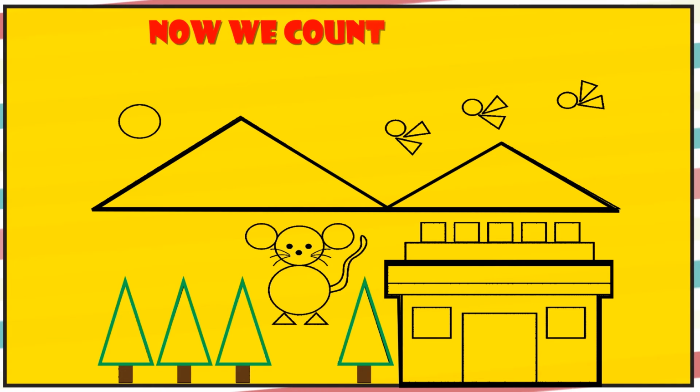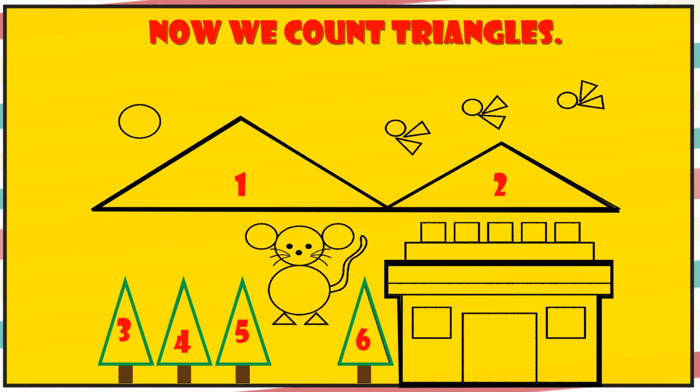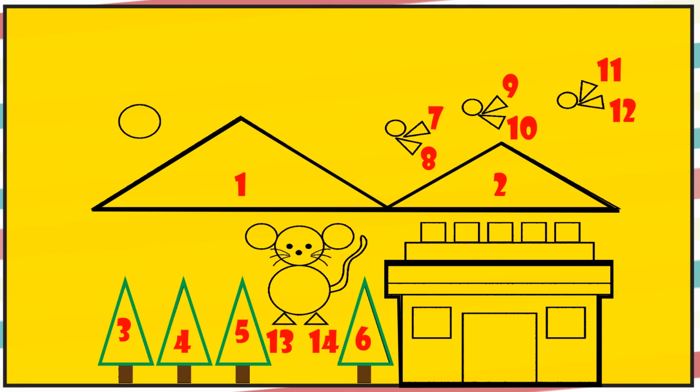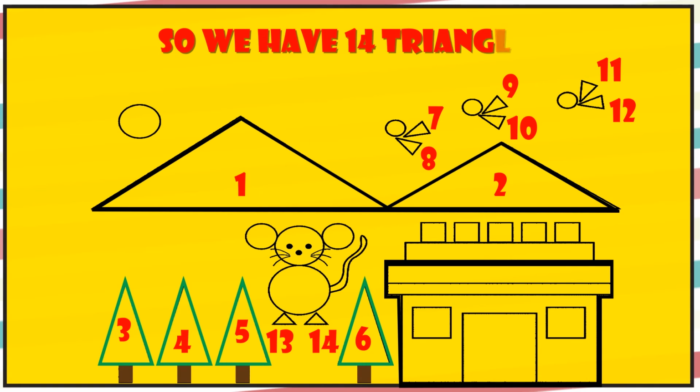Now we count triangles. 1, 2, 3, 4, 5, 6, 7, 8, 9, 10, 11, 12, 13, 14. So we have 14 triangles.